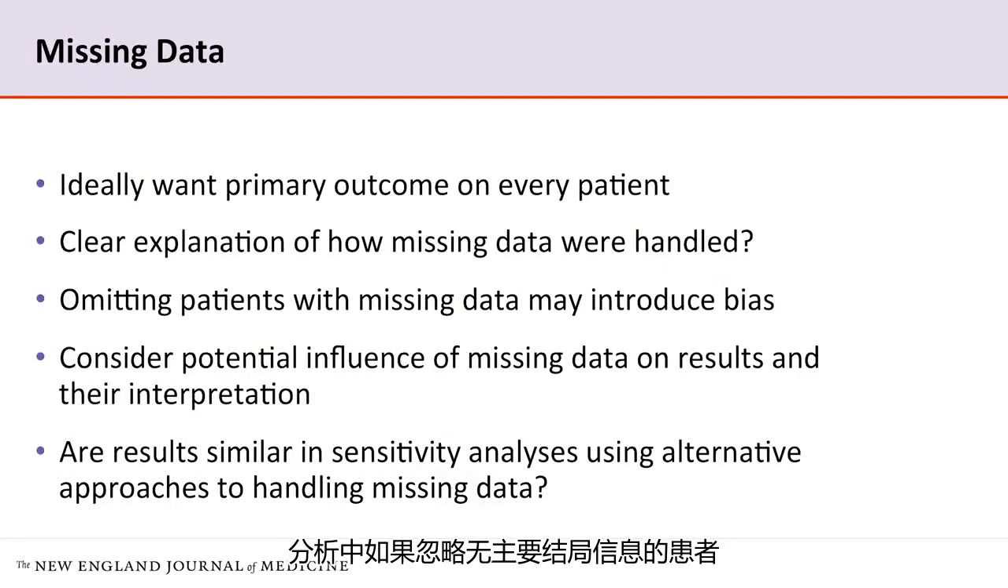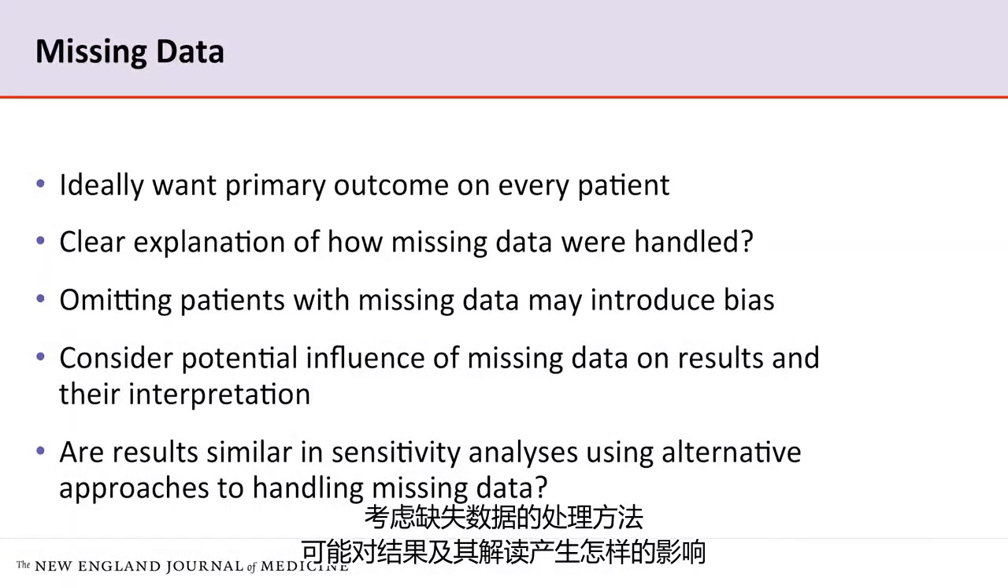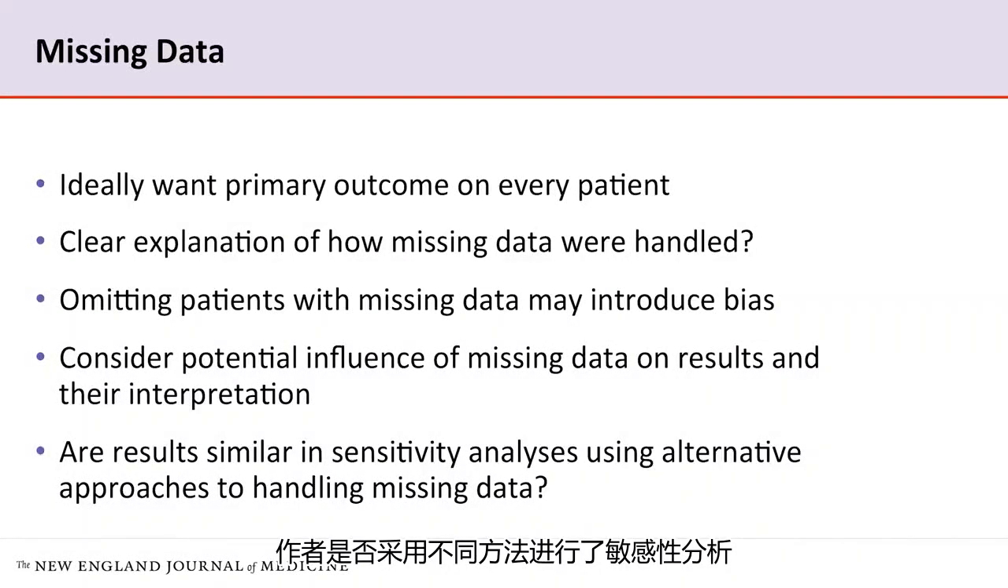Omitting patients without information on the primary outcome from the analyses may introduce bias. Consider how the approach to handling missing data may have affected the results and their interpretation. Did authors conduct sensitivity analyses with different approaches, and are the results similar? For example, if information on the primary outcome measure was missing for 5% of patients and the primary analysis did not include these patients, in sensitivity analyses, do the results change when all of these patients are assumed to have favorable outcomes?